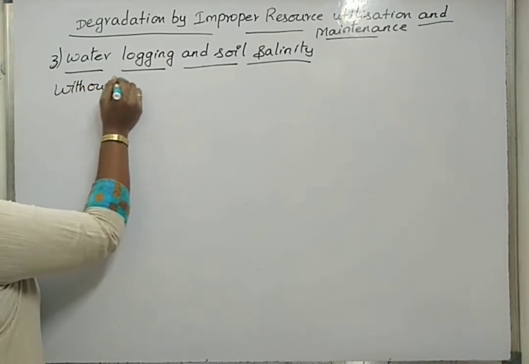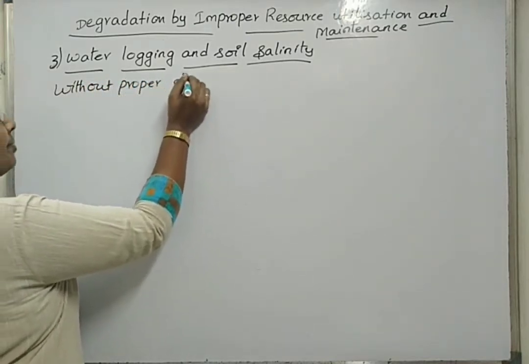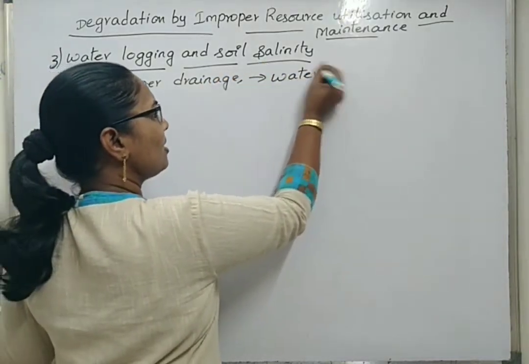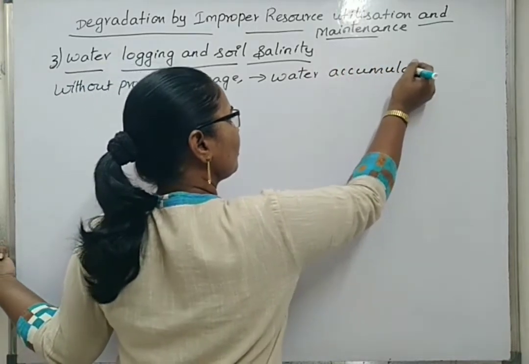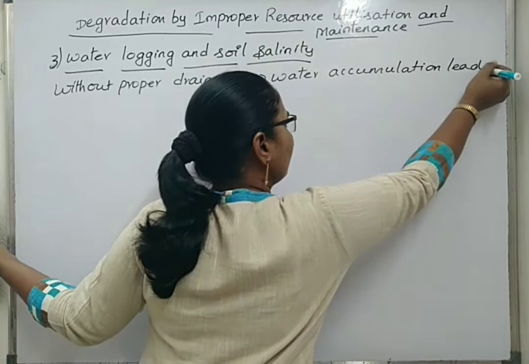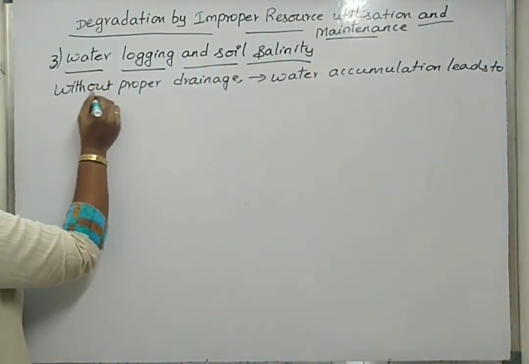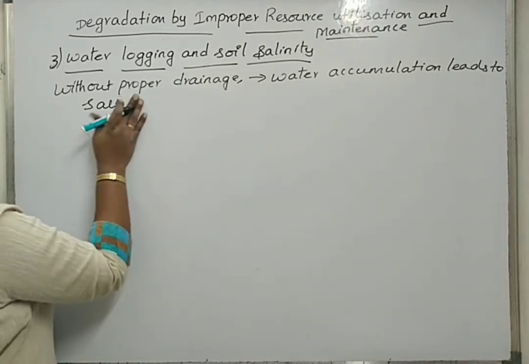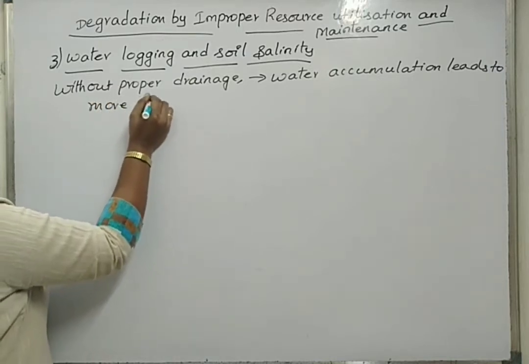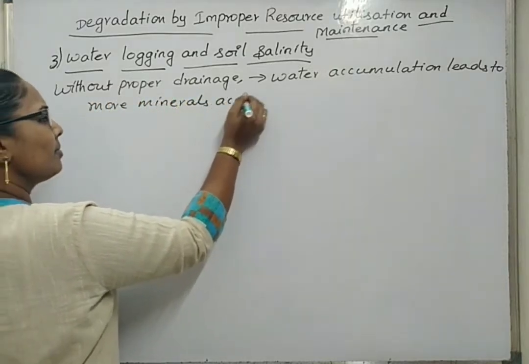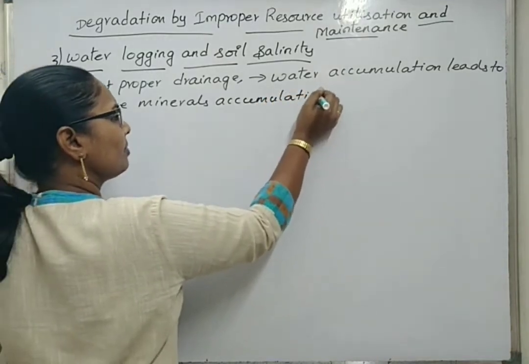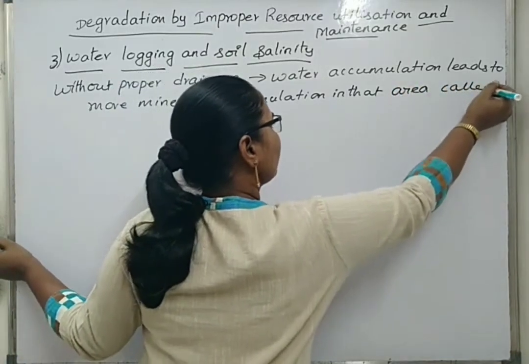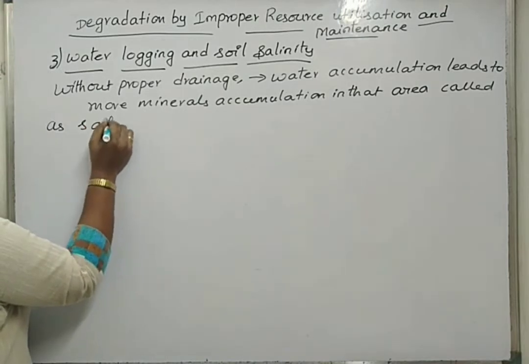So without a proper drainage system, water accumulation occurs, which leads to more mineral and salt accumulation in that part or area, called salinity of the soil.